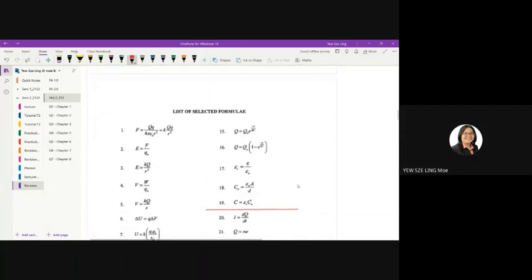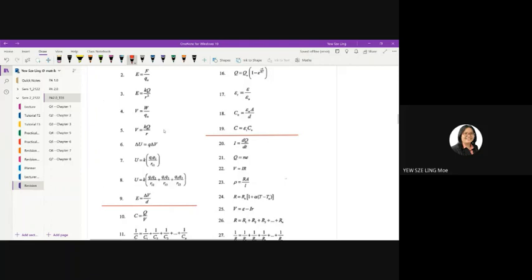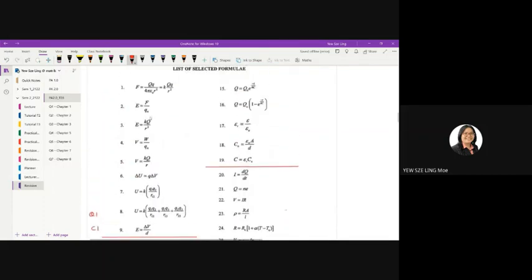All right, now, list of selected formula. Like I told you in the previous quiz, it is always a good idea to split the equations according to the chapter. So from equations 1 until equations 9, this is from your chapter 1, which means you are going to use it in your question 1. And then from equations 10 until equations 19, that is the equations for your chapter 2, where you're going to use it in your question 2.